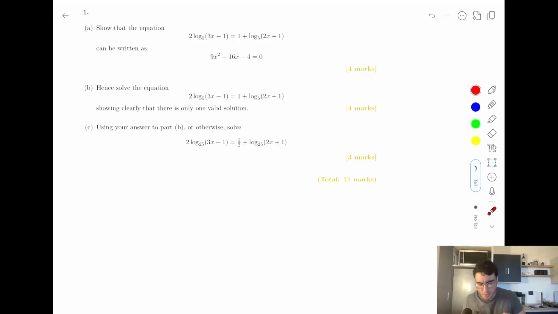Alright guys, so for number 1a, we need to show that the equation 2 log 5 (3x minus 1) is equal to this can be written as 9x squared minus 16x minus 4 is equal to 0. Right, so a few things here. How do we even start? Well, there's a few things we could do. But the thing is, remember what we need to do when we've got logs, okay?